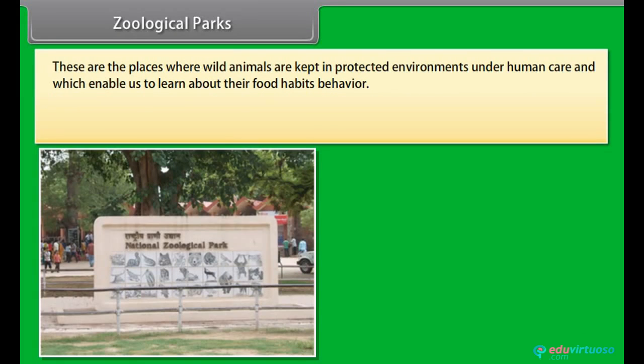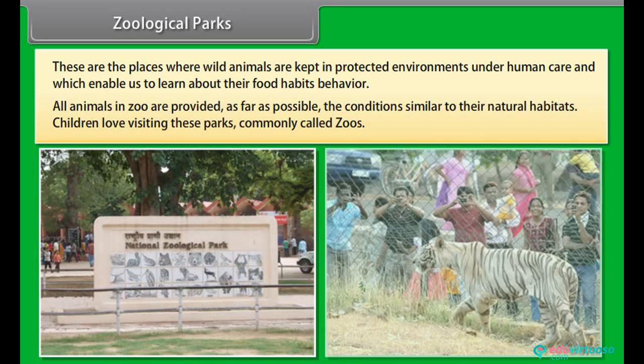Zoological Park. These are the places where wild animals are kept in protected environments under human care, which enable us to learn about their food habits and behavior. All animals in zoos are provided, as far as possible, conditions similar to their natural habitats. Children love visiting these parks, commonly called zoos.